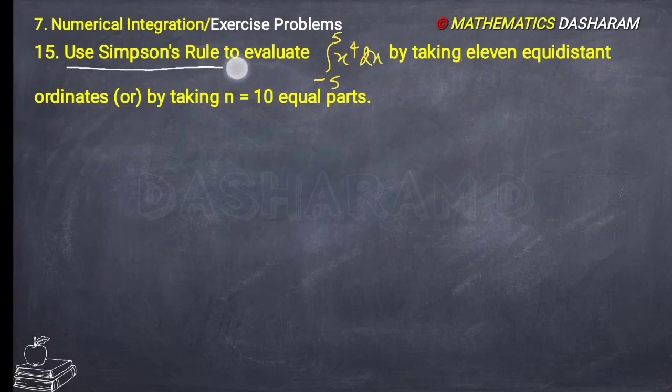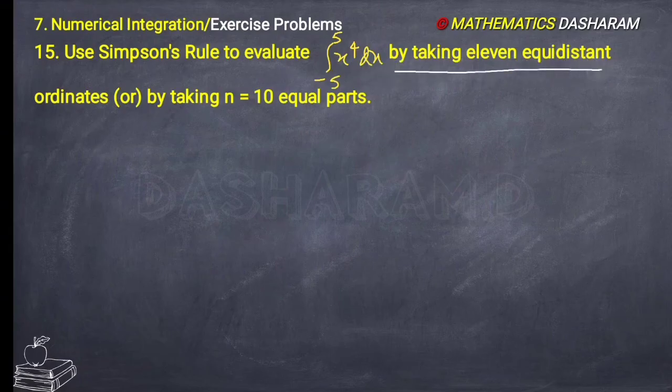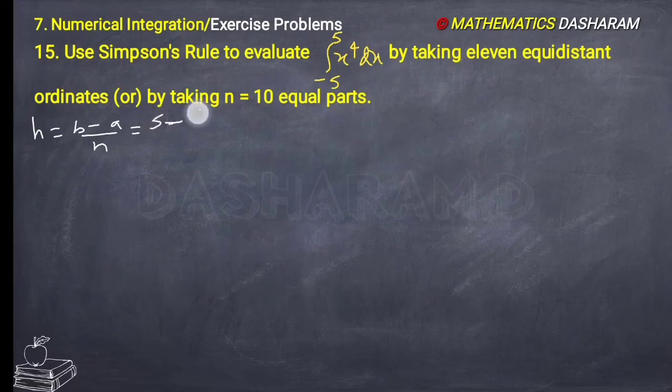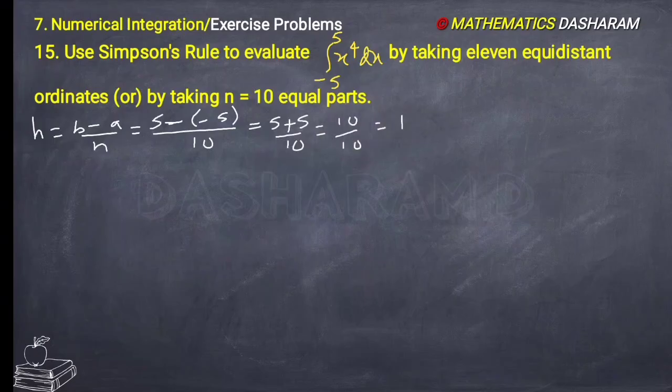15th question: use Simpson's rule to evaluate the integration from -5 to 5 of x to the power of 4 dx by taking 11 equidistant ordinates. Equidistant ordinates means taking n equal to 10 equal parts. So here h equals (b minus a) divided by n. b value is 5 and a value is minus 5, n value is 10. So 5 plus 5 divided by 10, so it is 10 by 10, which equals 1.